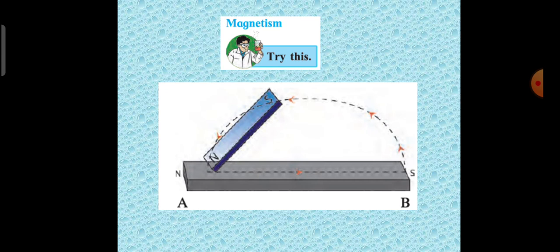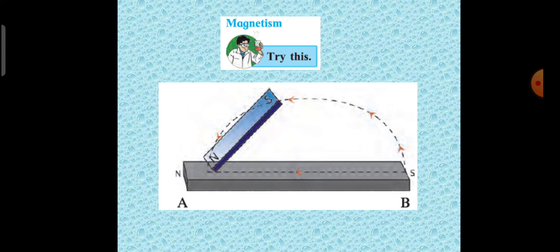Magnetism. Here you have an activity where you have to place a steel bar AB on a table. Take a bar magnet, place its north pole on the A end of the steel bar and drag it towards the B end. Lift the bar magnet and drag its north pole from the end A to the end B of the steel bar again. Repeat this 15 to 20 times.